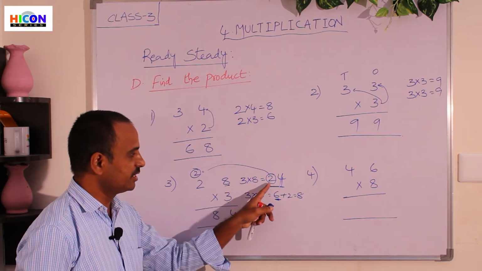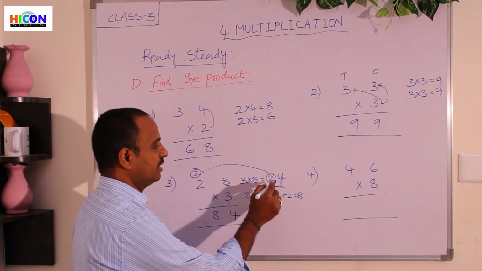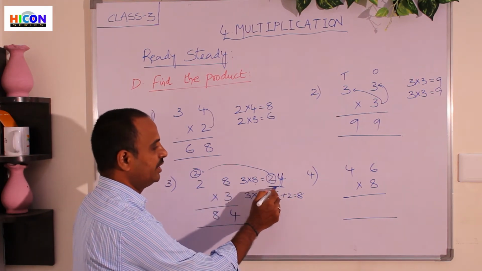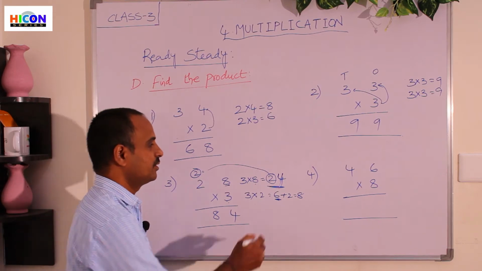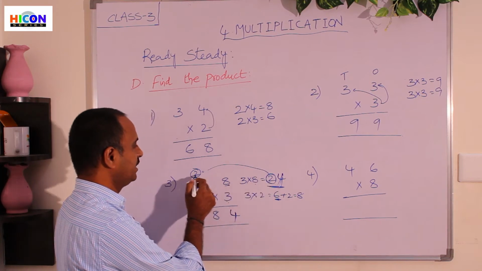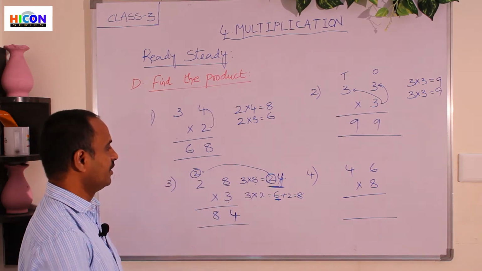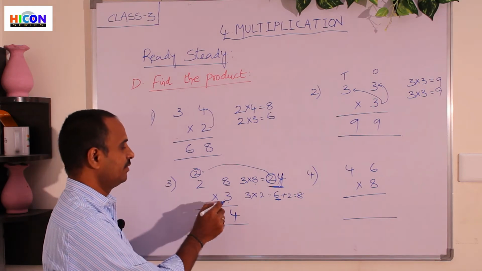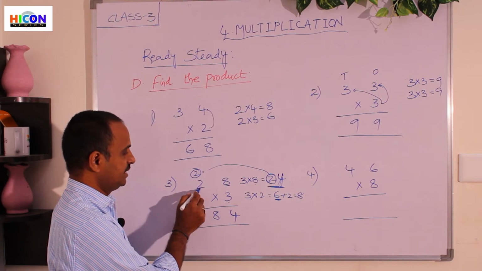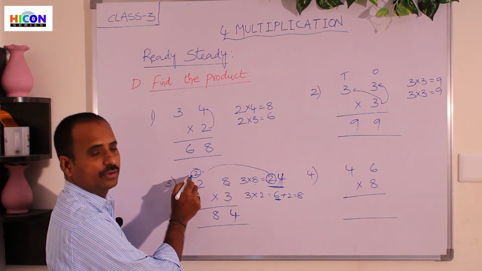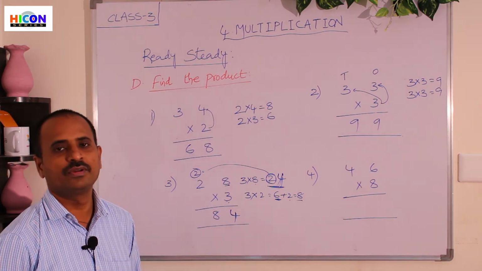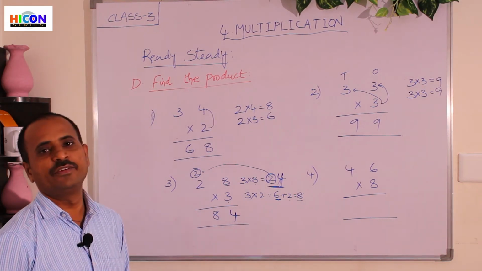If the product is a 2-digit number, write the ones digit in the ones place. 3 8s are 24. 24 is a 2-digit number. So write 4 under ones place and carry the 2 to the next place, the tens place. Now we have to add this carried number with the multiplication. Now multiply 3 with 2. 3 2s are 6, and add the carried number 2 to the 6. 6 plus 2 is 8. So the answer is 84. That means the product is 84.